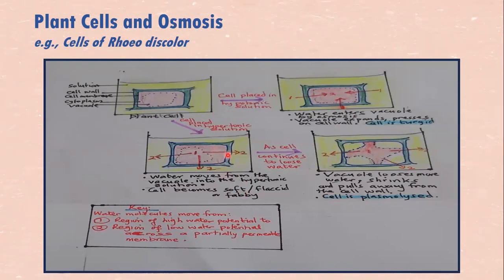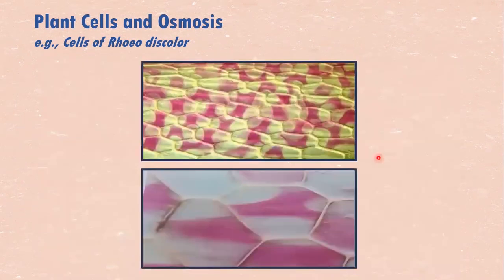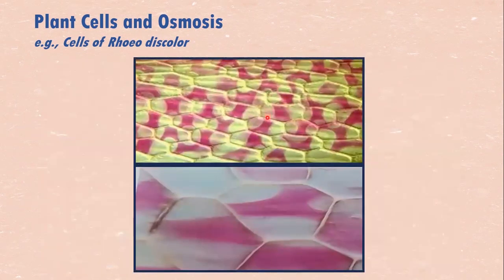Then if the cell continues to stay in the hypertonic solution, water molecules keep on moving out, the vacuole shrinks and shrinks, pulling the cytoplasm away from the cell walls. And we say the cell is plasmolysed. And this is the situation that produced these cells.